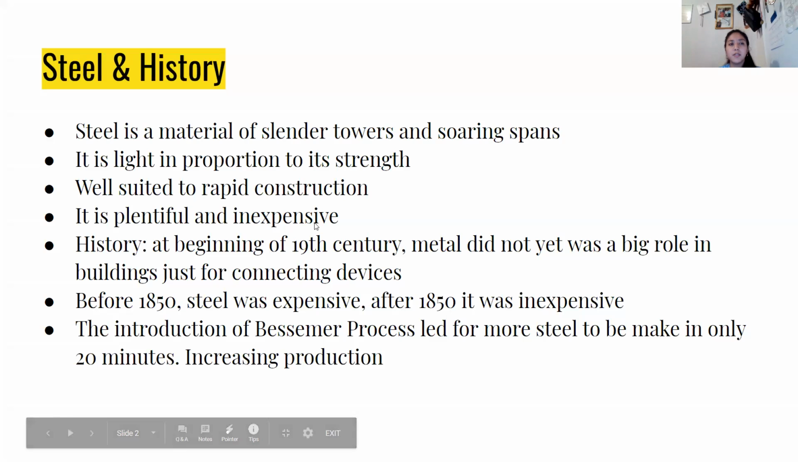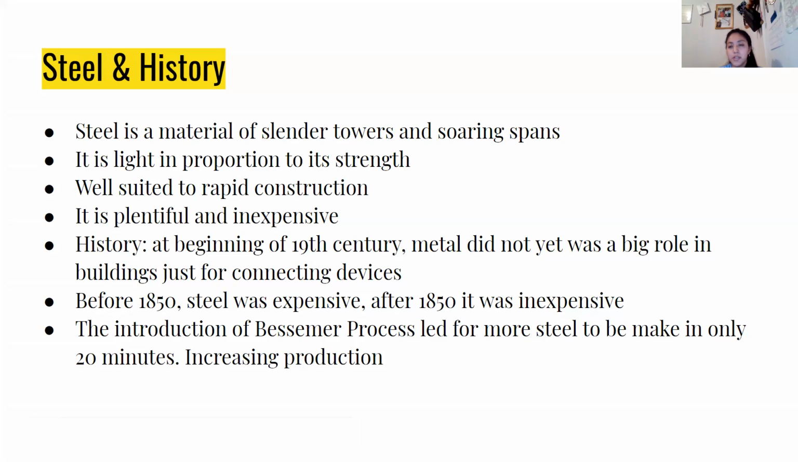Okay, now we're going to talk about some facts about steel and its history. Steel is light in proportion to its strength. It is very suitable for rapid construction and it is also inexpensive. Some history: at the beginning of the 19th century, metal did not yet play an important role in building construction, but instead was used in connecting devices. Also, in 1850, steel was very expensive.